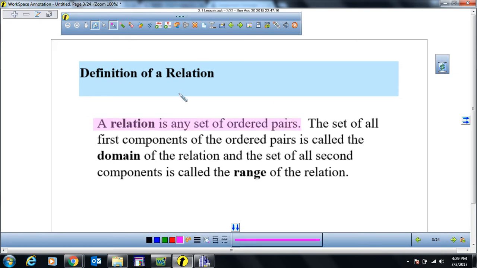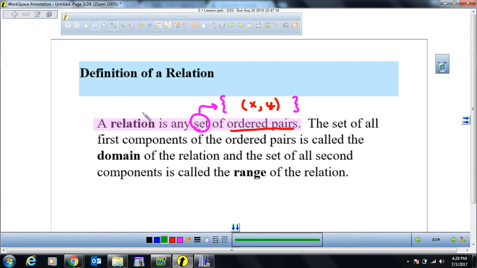Now, a relation is any set of ordered pairs. When we mention the word set, a set means nothing else but a collection or a list. Ordered pairs means points. So when we say a set of ordered pairs, it means a collection or a list of points. That's what makes a relation.